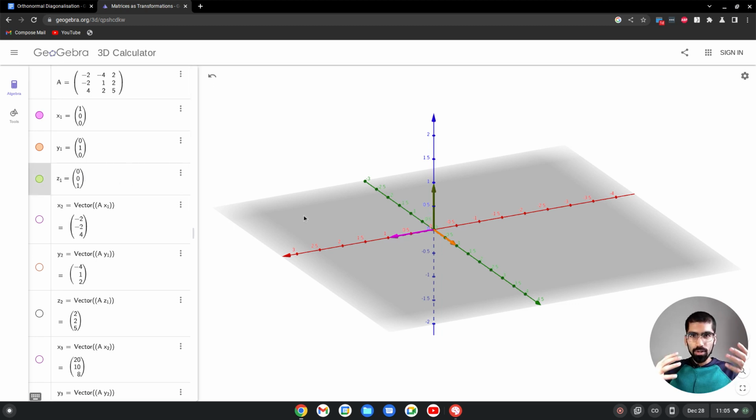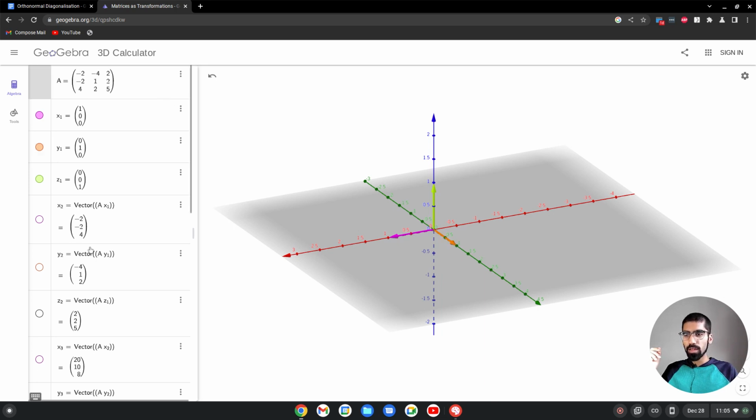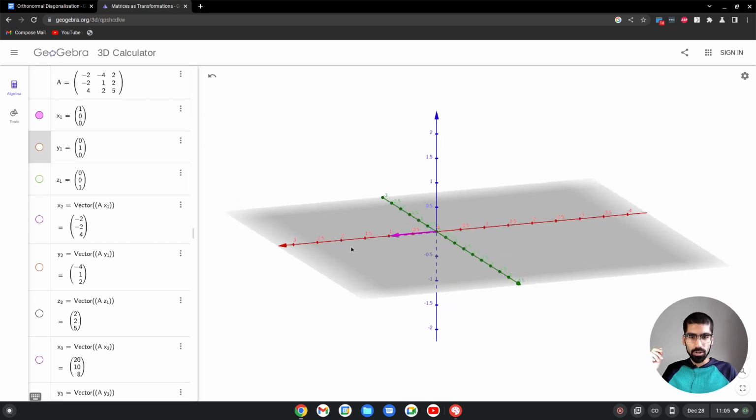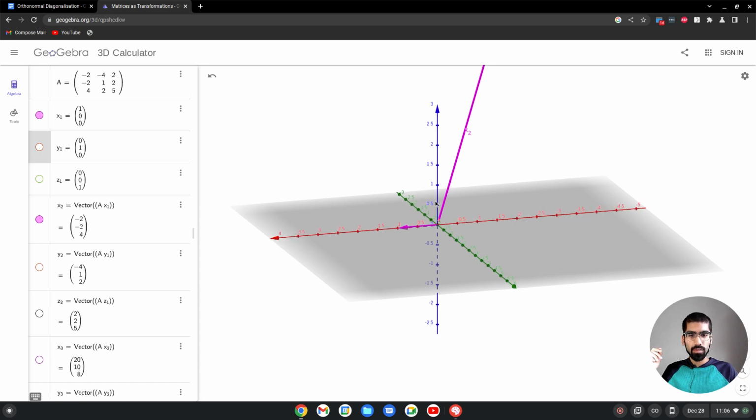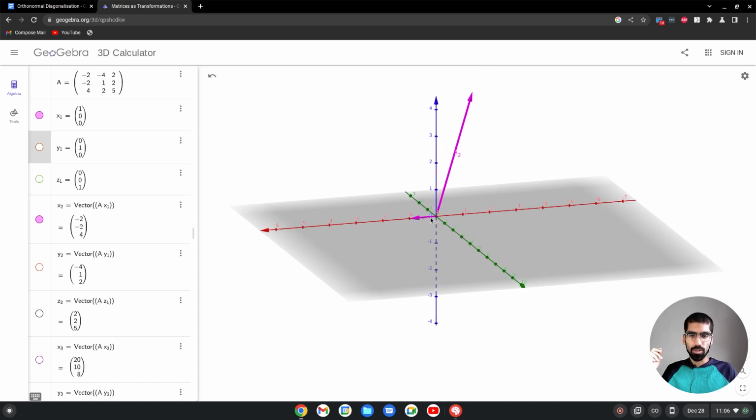But the visual interpretation of this is that our matrix A here is taking these standard basis vectors, all three of them, and it is transforming them into these new vectors. Let me show you this one at a time. So let's start with our x1 vector, which you can see here in pink. When I take matrix A multiplied by x1, then x1 goes from being here to now pointing in this new direction. It's been transformed.